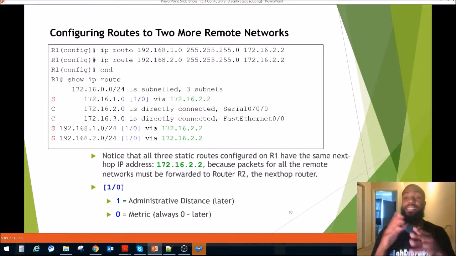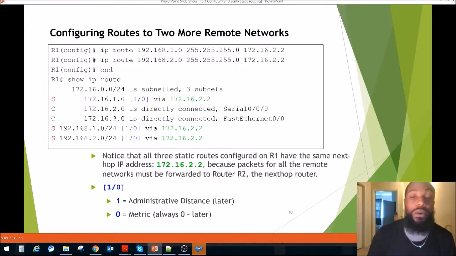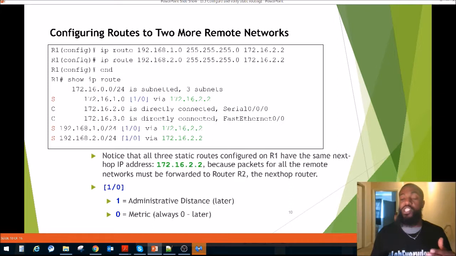Remember, the administrative distance is like the trustworthiness of a route. You would think the higher, but really, the lower the administrative distance, or sometimes they call it AD, the more trustworthy it is. The metric is kind of like the distance, in a way, if you want to compare it to roads. A lot of networking terminology, you can compare to roads on the highway, local roads, or how to get somewhere. That's why they call it routing.